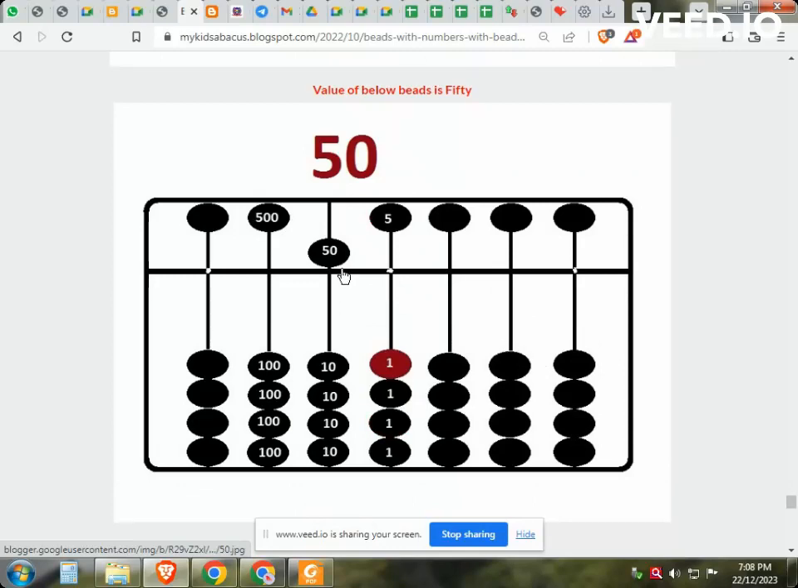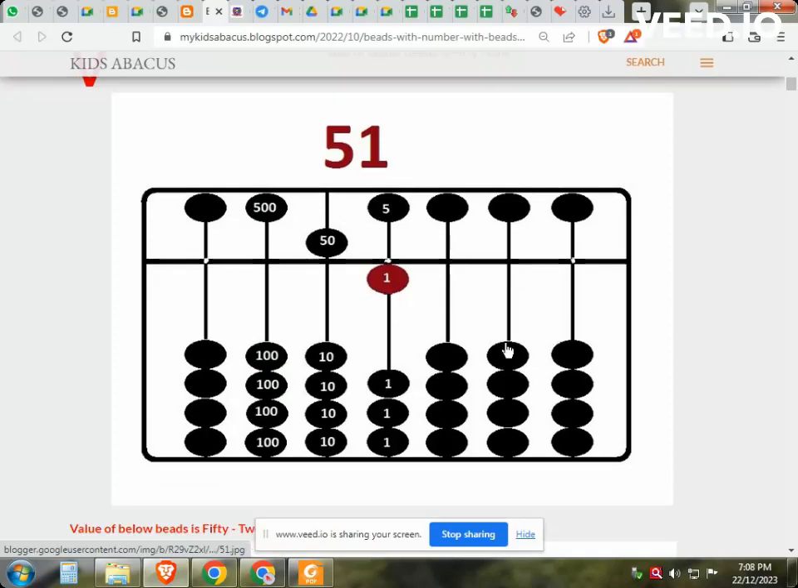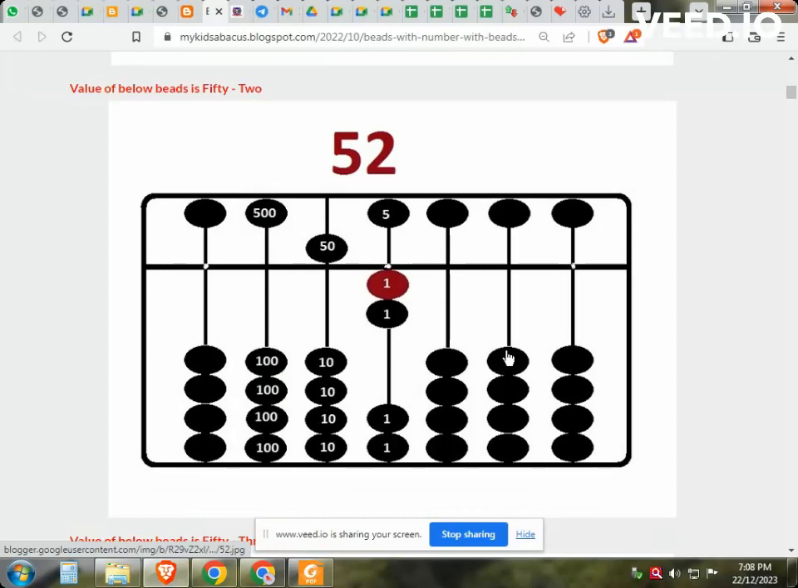In tens place, we have to take one upper bead down and we have to touch this middle bar. This is 50. For adding 51, we have to add 51 like this. This is 50 and this is 1. 50 plus 1, 51. In tens place, we have to add 1 upper bead and in units place, we have to add 1 lower bead. 50 plus 1, 51. We add 52 like this.